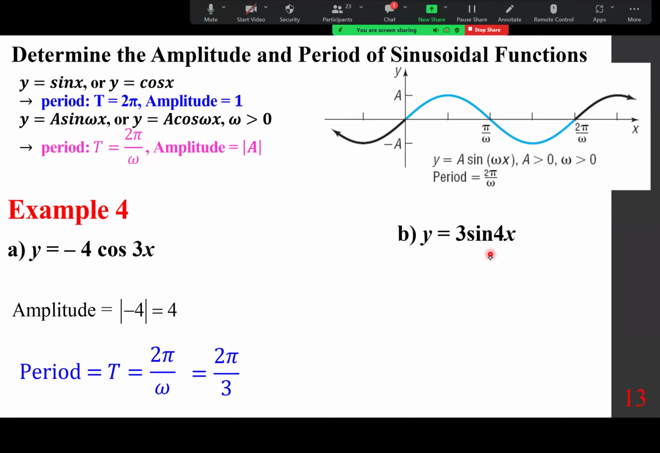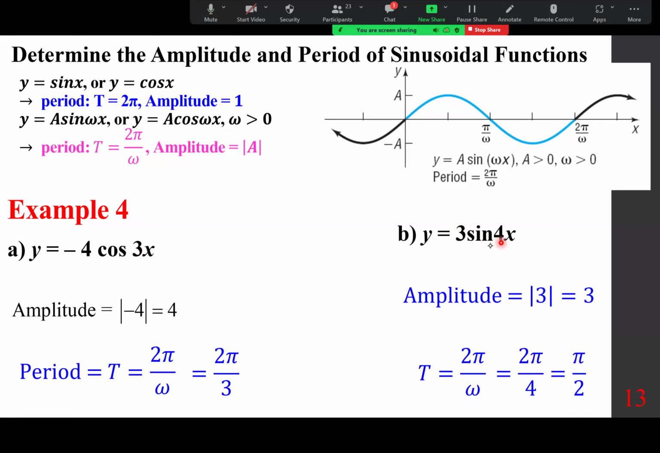Y equals 3 sine 4x. The amplitude is the absolute value of 3, which is 3, and the period is 2 pi divided by 4, which makes it pi over 2.